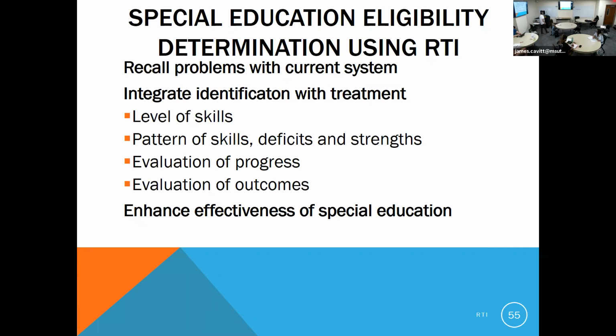All right, so this is all we're going to talk about today, just getting an overview of RTI. And then on Thursday, we'll start talking about the process of making a referral for special education evaluation. Okay? Any questions before leaving?